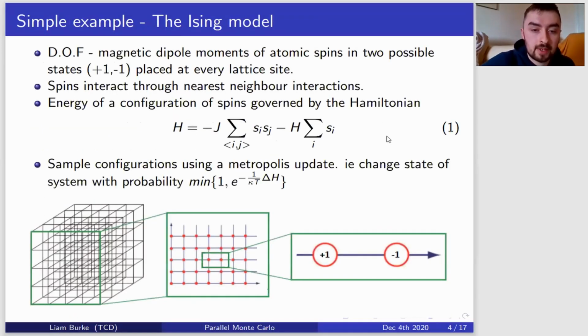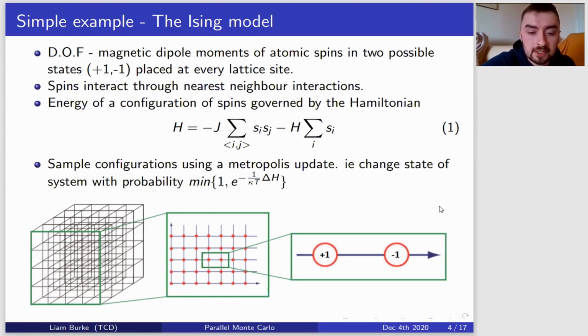So I'm actually going to use a practical example, which is the Ising model. The Ising model is probably one of the most well-known examples of these types of statistical mechanics systems. In the Ising model, we have degrees of freedom of plus or minus ones, which we place at every site of the lattice. These will be our field variables. And what these plus or minus ones represent is magnetic dipole moments of a collection of interacting atomic spins.